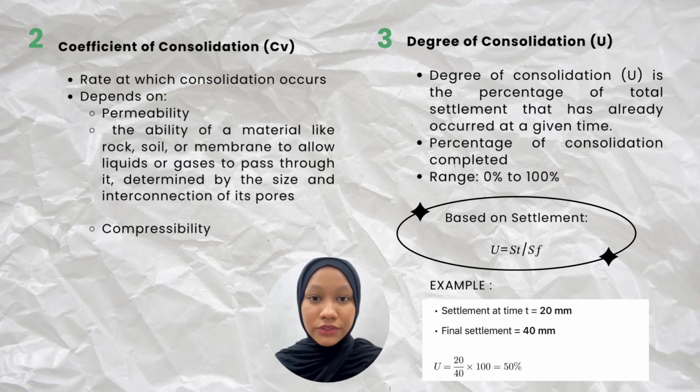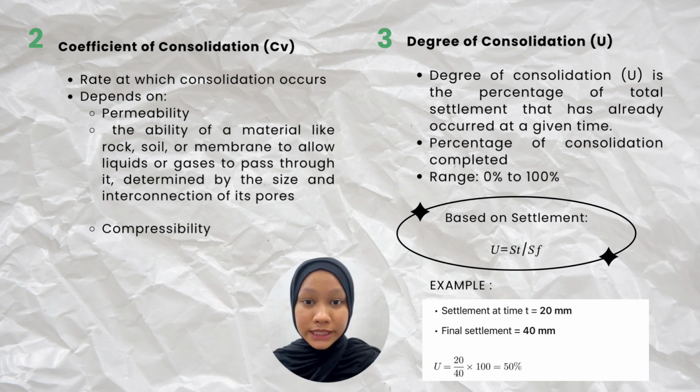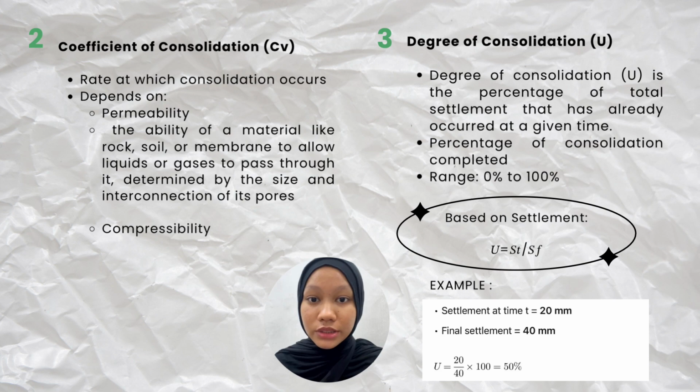Number 2, coefficient of consolidation, which is cv. Coefficient of consolidation is the rate at which consolidation occurs, and it depends on permeability and compressibility. First, permeability. What is permeability? Permeability is the ability of a material like rock, soil, or membrane to allow liquids or gases to pass through it, determined by the size and interconnection of its pores.